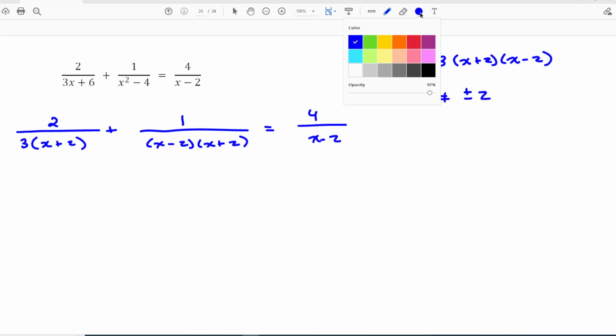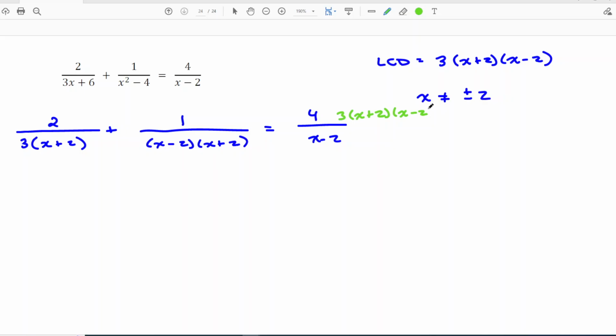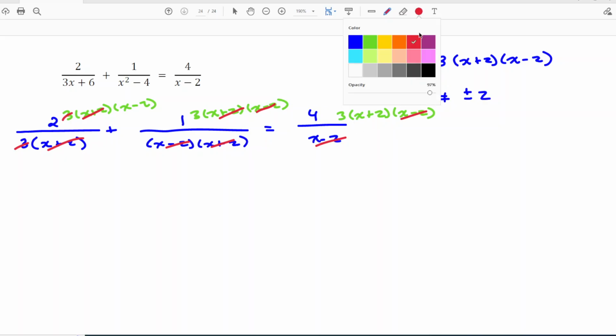So then I'm going to take this, and again, you're either going to multiply this guy by x minus 2 over x minus 2, this one by 3 over 3, and then this one by 3 and x plus 2 to create that common denominator, or you're going to multiply everything by that lowest common denominator. And again, we do this to destroy. So we go boom, boom, boom, and then you look to see what you're left with.